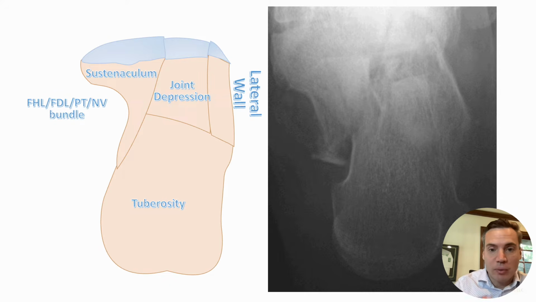But on the other side of that, you want to remember that you have the neurovascular bundle, FHL, FDL, posterior tib. Mostly FHL is right underneath that area, and that's what we're concerned about. And then the tuberosity and what is all happening here.